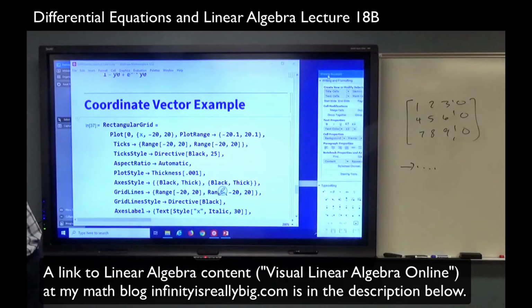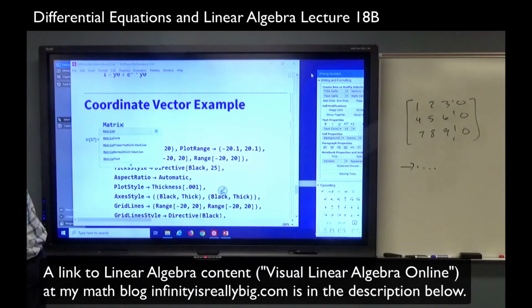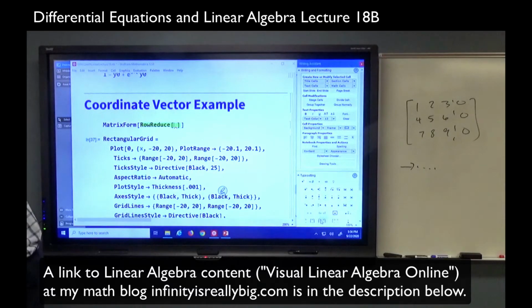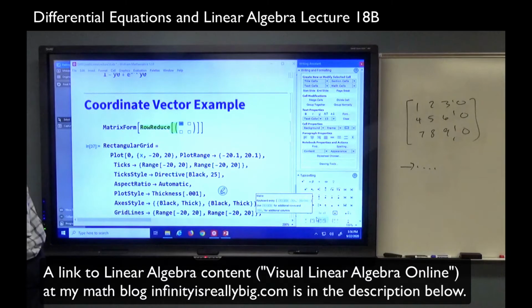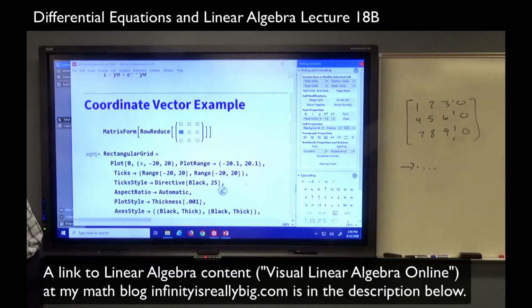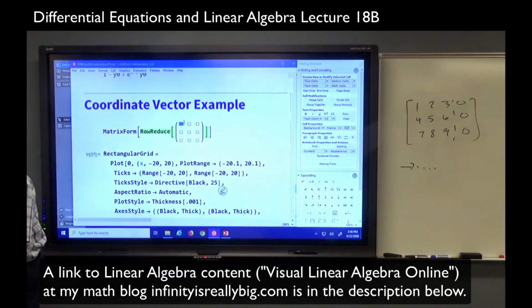So let's see, we're going to do matrix form because we want the output as a matrix. RowReduce does the row reduction. I'm just going to go ahead and put the coefficient matrix in here. I'm not going to bother with the column of zeros. Doing a control comma gives you an extra column. Doing a control return gives you an extra row. Comma starts with C, just like column does, and return starts with R, just like row does.